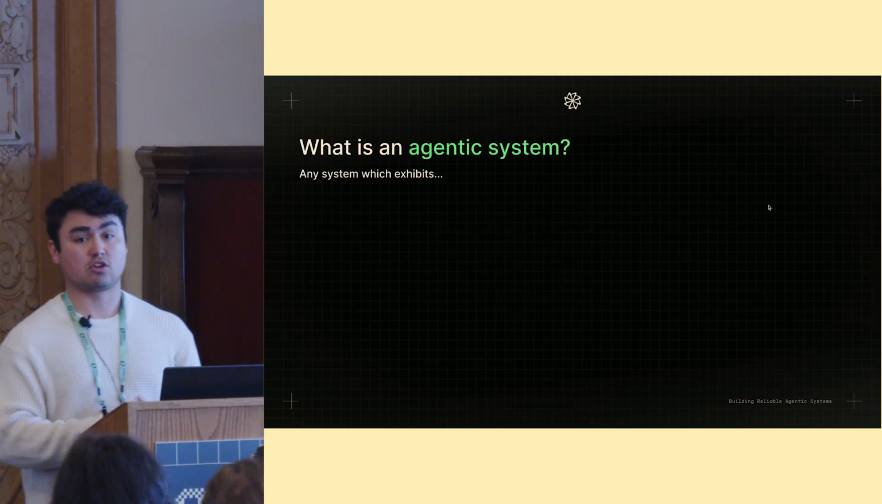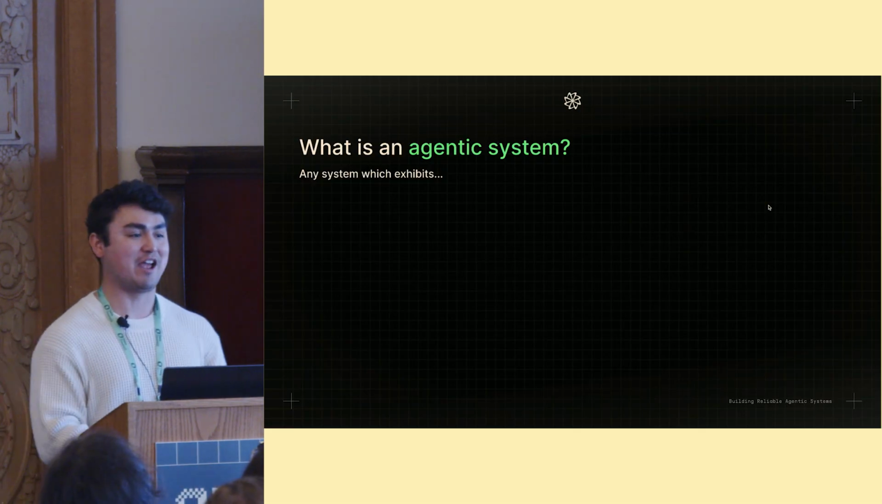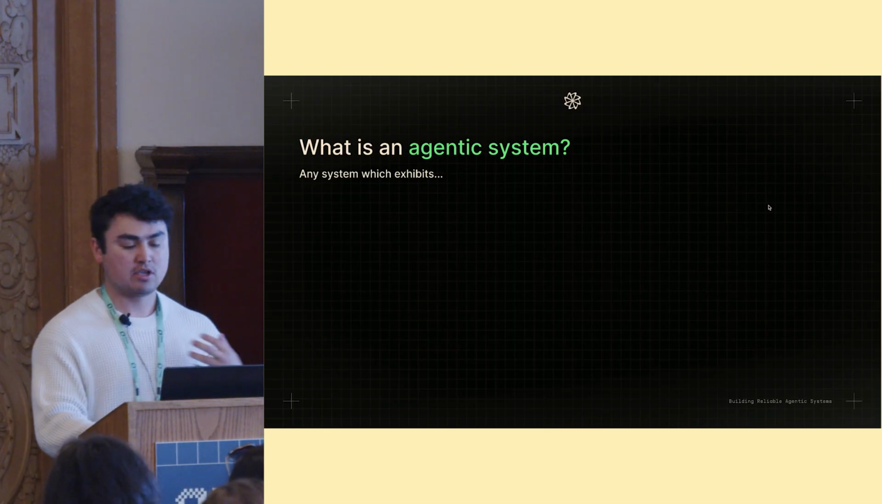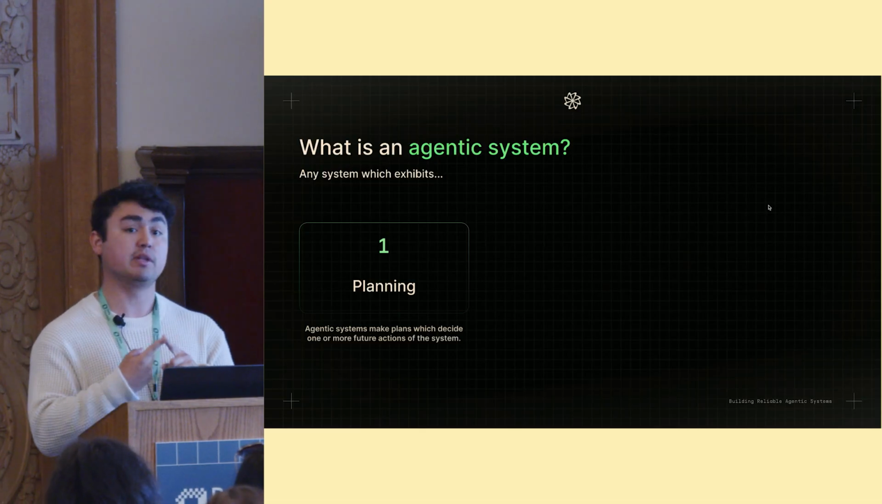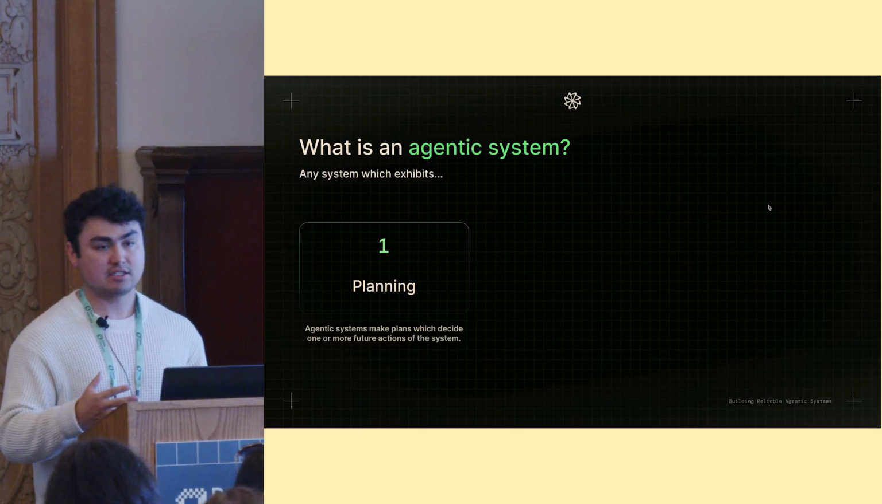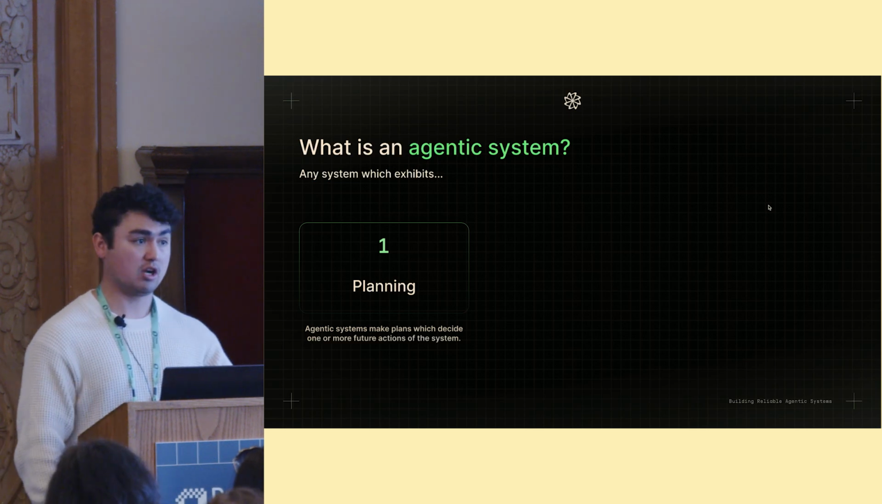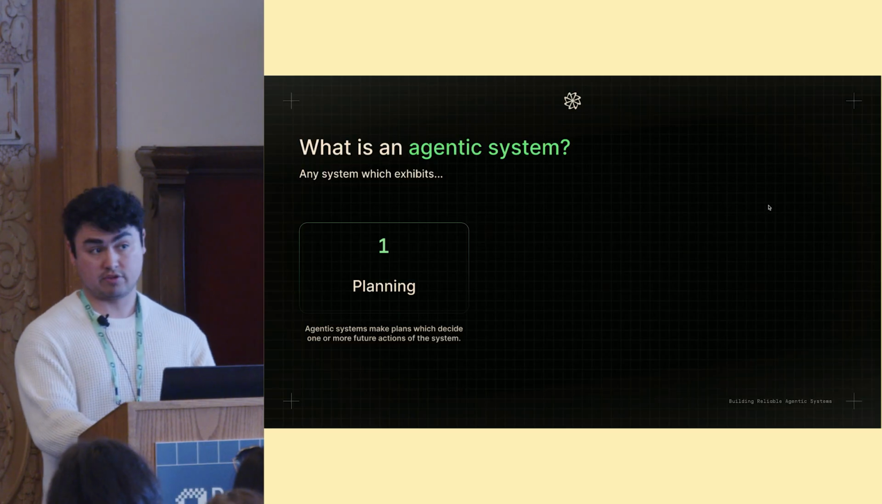I always like to start by talking about what an agent is. It's kind of like AGI, right? Everyone has their own definition of what an agent is. At Factory, we see an agentic system as being something that demonstrates, first and foremost, the ability to plan. Any system that can make a plan of what it is going to do in the future, that could be one step, it could be multiple steps in the future. That is one of the requirements.